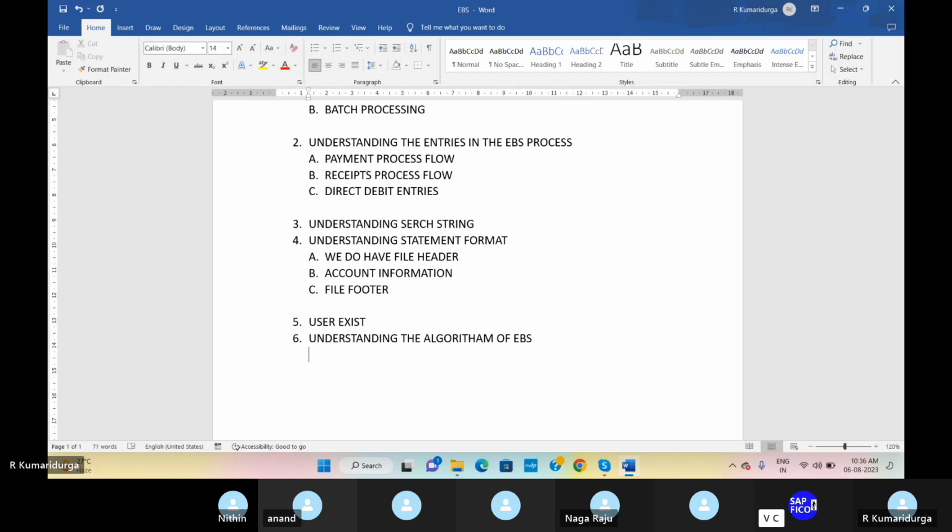First is the concept of algorithm. Then the next one, B point, is how to use algorithms. Then the C point is when to go for a custom algorithm.